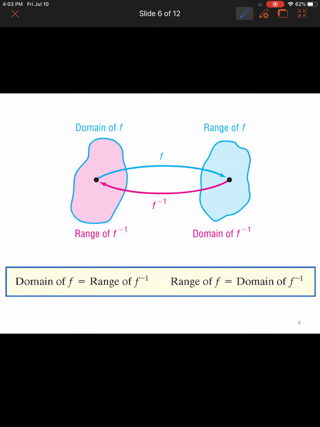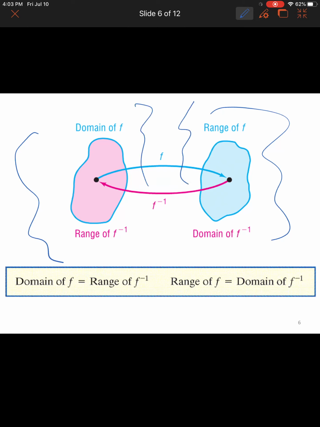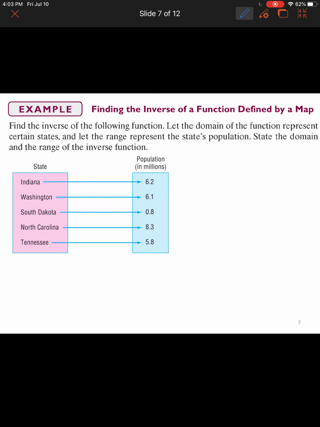I remember when I first saw this bubble, this glob of stuff, all of this. I was like, what? But basically this information says exactly what we just explained on the last slide. The domain of the original function is the range of the inverse, and the range of the original equals the domain of the inverse. All right, so it gives us a one-to-one function, and it wants us to write the inverse function.